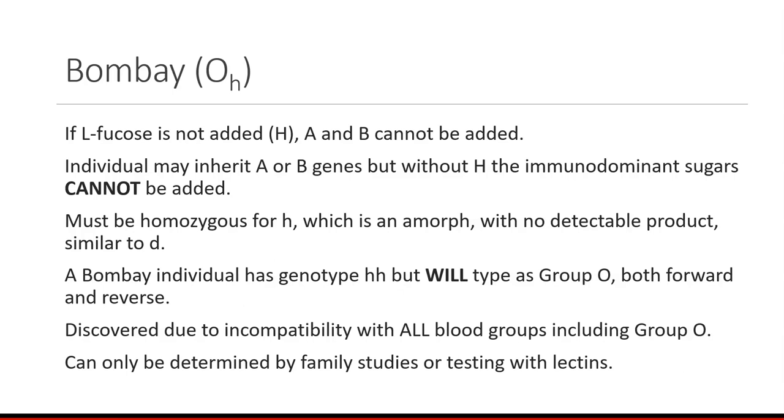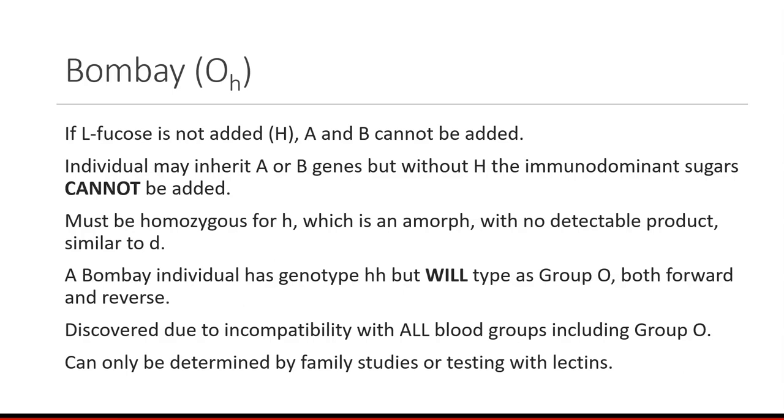If L-fucose is not added to the precursor chain, then H, A, and B cannot be added. Remember, blood groups are built onto the red cell by means of transferases which attach certain sugars. So without L-fucose, then A and B also cannot be added. The individuals may inherit A or B genes, but without H, the immunodominant sugars cannot be added.